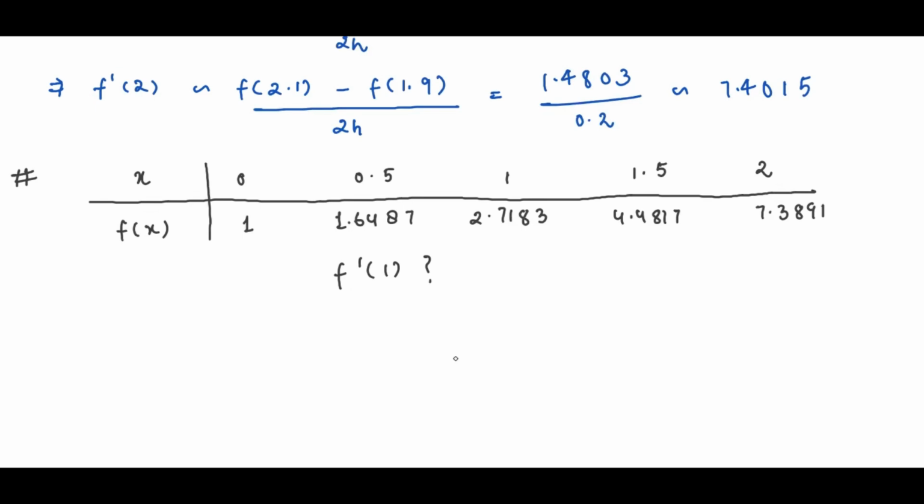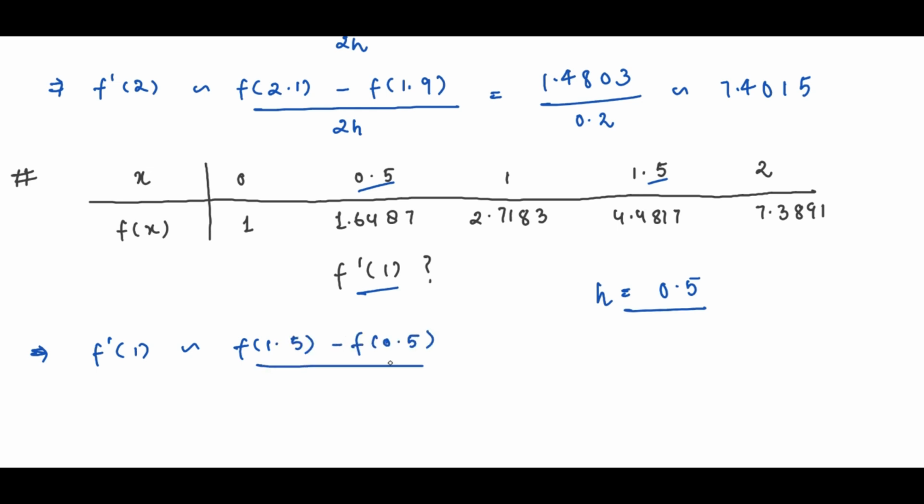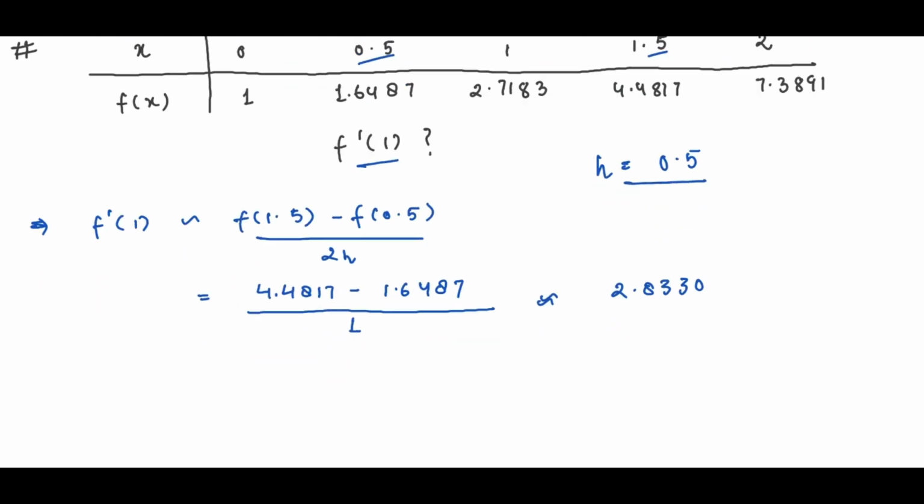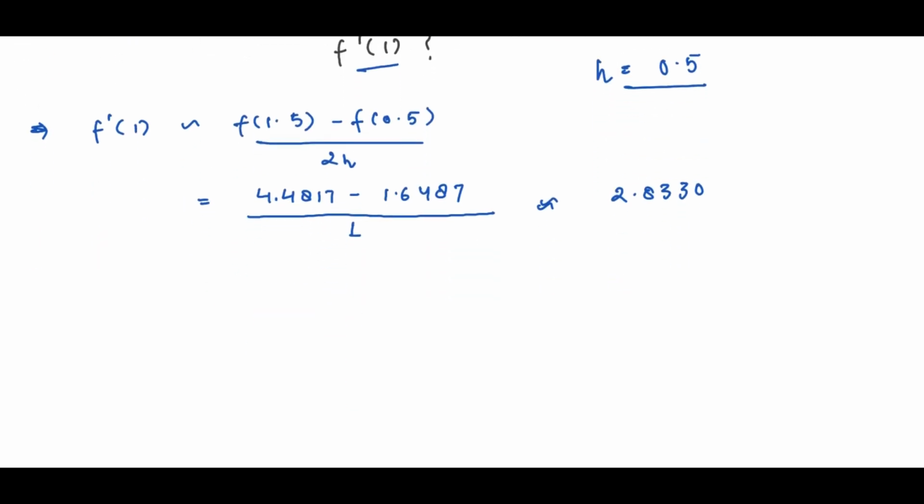So the points immediately on either side of 1 are 0.5 and 1.5, and therefore h becomes 0.5. And now using the central difference formula, f'(1) is approximately f(1.5) minus f(0.5) divided by twice 0.5, and then substituting, it becomes 4.4817 minus 1.6487 divided by 1, and that approximates to 2.8330. Now notice how simple the calculation becomes once we identify the 2 points surrounding the required point.